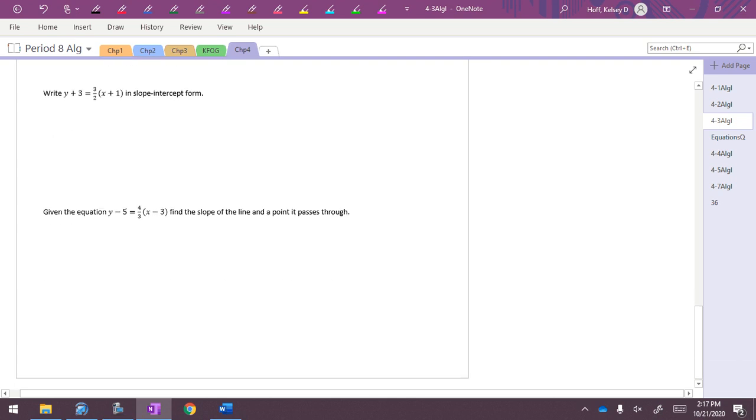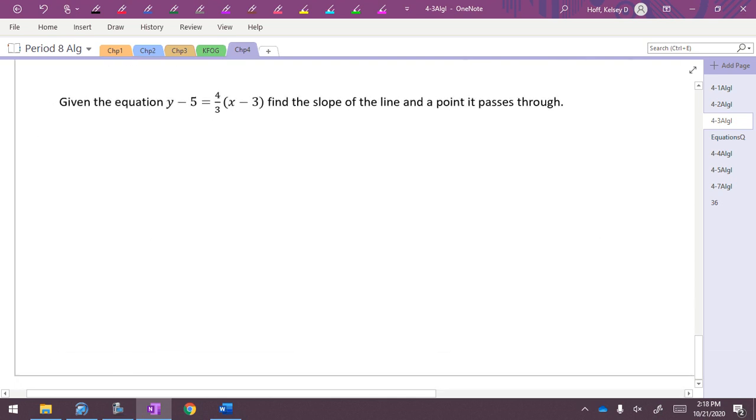Let's go all the way to the bottom. Given the equation y minus 5 equals 4/3 times x minus 3, find the slope of the line and the point it passes through. I know this equation is in point slope form because of the parentheses. So I want to know what's the slope of the line and what point did they use to write this equation? What's the easy one to pick? The slope. The slope is 4/3. Bingo. What's the point they use, Jacob? 3, 5? Not -3 and -5?